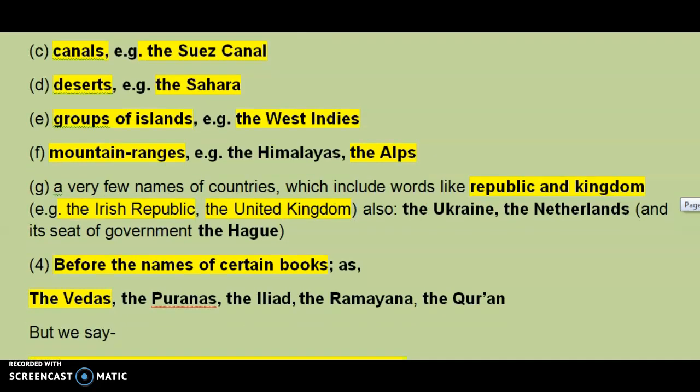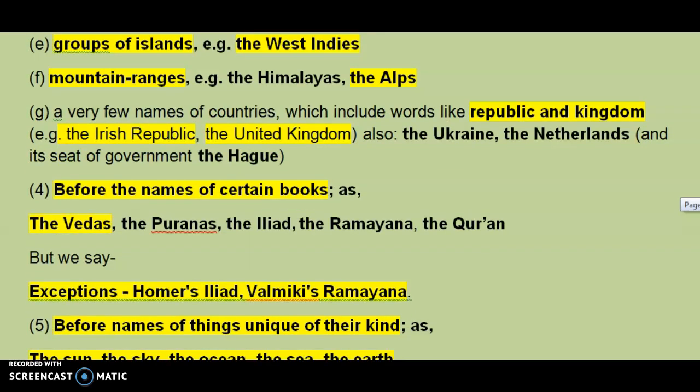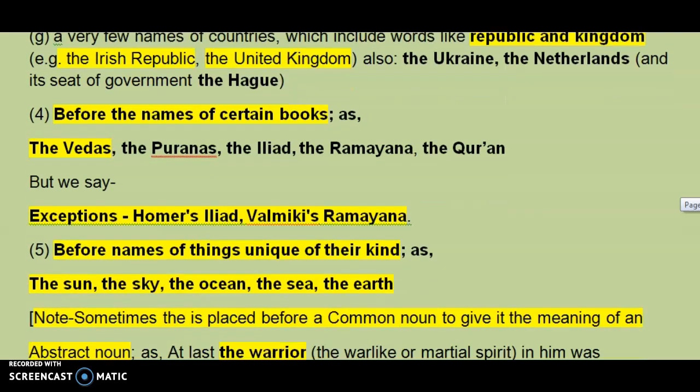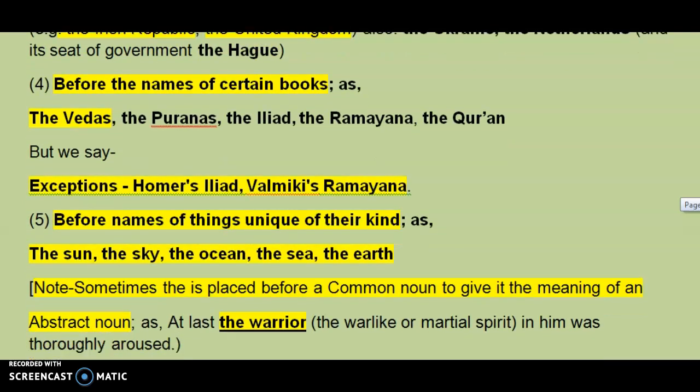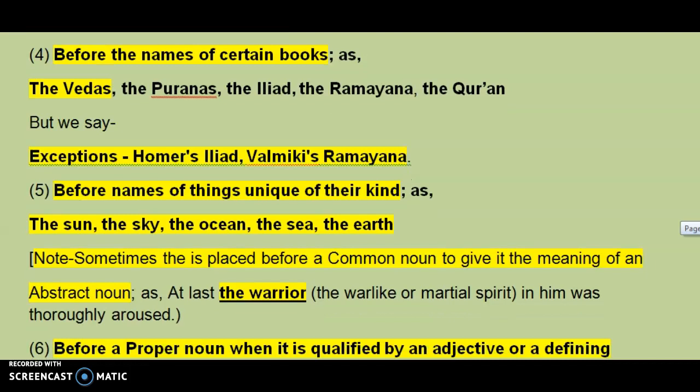the West Indies. It is also used before mountain ranges, the Alps. For a few countries that have the word republic or kingdom along with the name, the is added before it: the Irish Republic, the United Kingdom. It is also used before the names of certain books, especially holy books, the Vedas. There's an exception here. If you mention a name before the book, then the article the is dropped. Before names of things unique of their kind, for example, the sun, the sky, the ocean, the sea, and the earth.